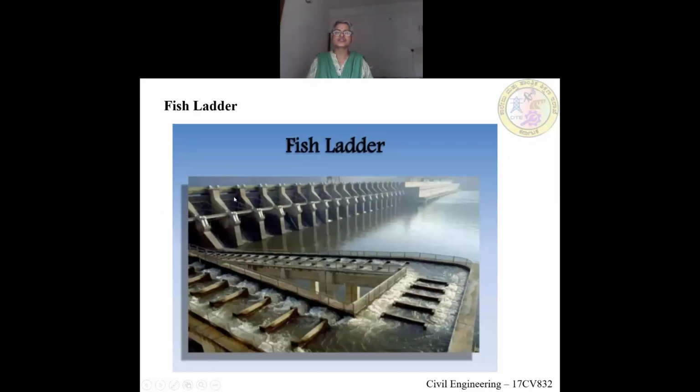Then the next one is a fish ladder. You can see this fish ladder. These are called baffle walls, which are constructed to reduce the velocity of water. These are constructed to reduce the velocity of flow of water, so that fishes can easily swim through these, and it will move from downstream to upstream side, where more water is available on the upstream side.